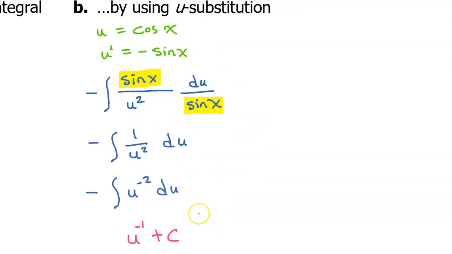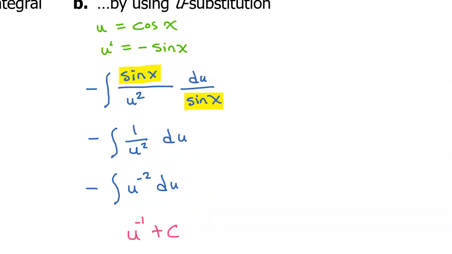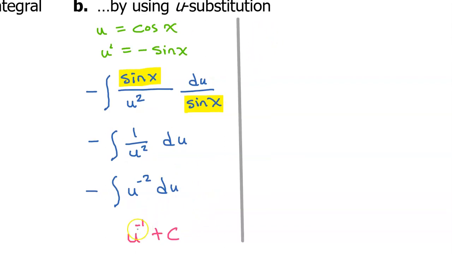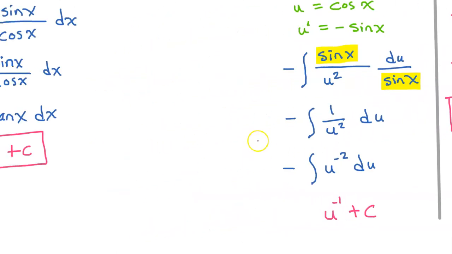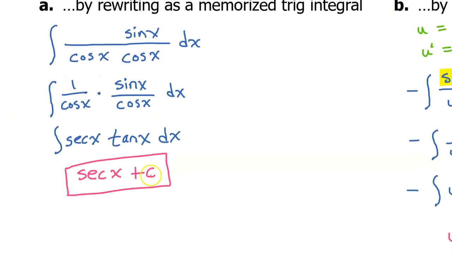In other words, I think I'll make a new column. This is 1 over u plus c. So I have 1 over u plus c. And remember, u is cosine x. So I now have 1 over cosine x plus c. But of course, 1 over cosine is secant. So we end up with secant x plus c. And that's the answer. Now compare that with what we got the first time, and of course it is the same.